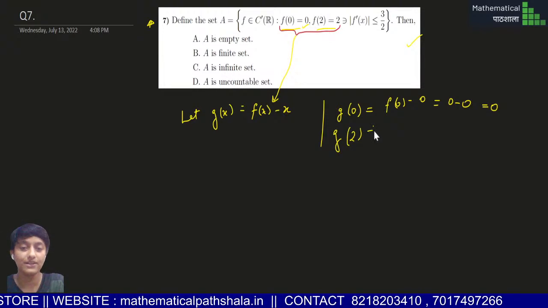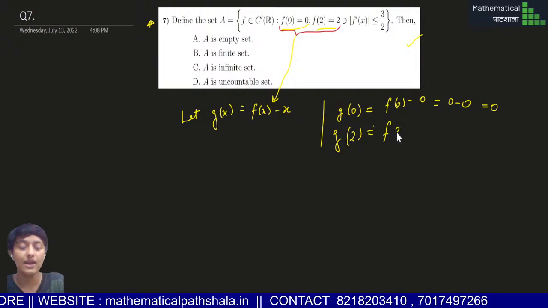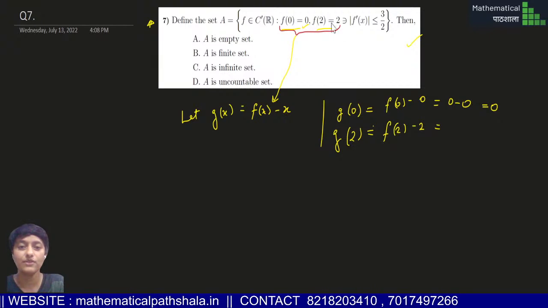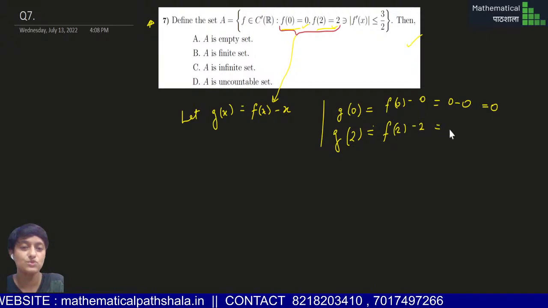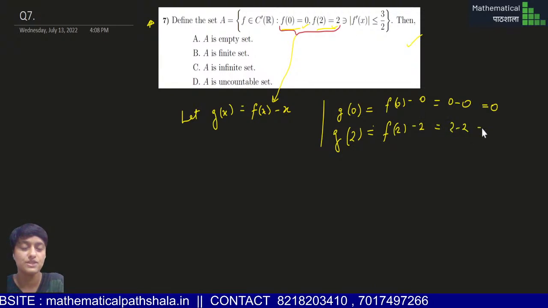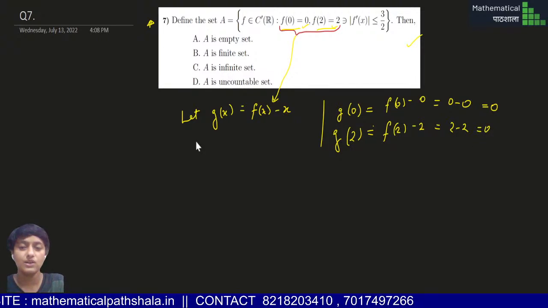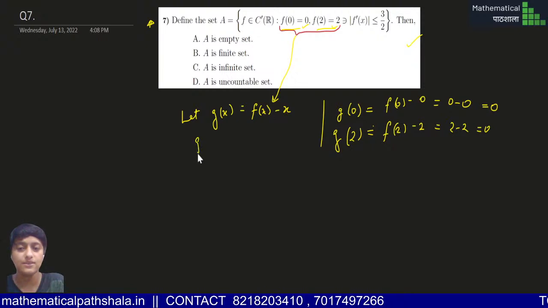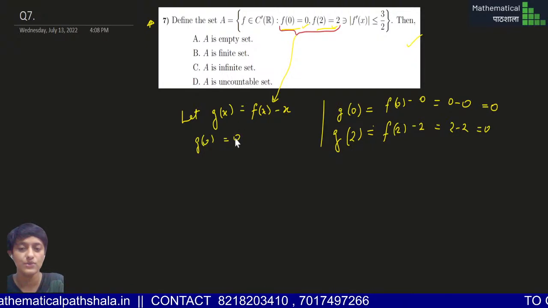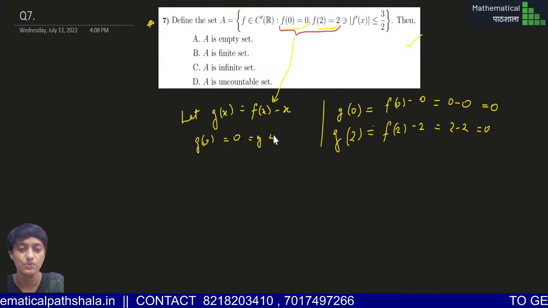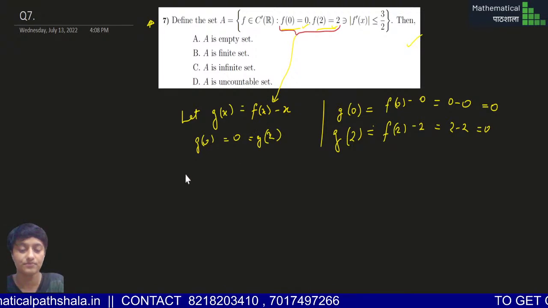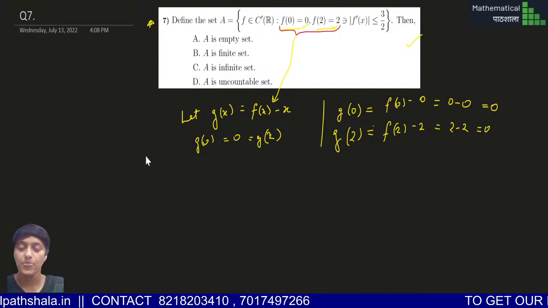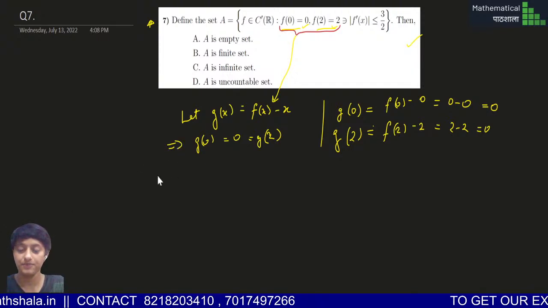Similarly, at 2, what will we get? g(2) is equal to f(2) minus 2. Alright. So f(2) is given as 2. So it will be again 2 minus 2, which is nothing but 0. So we have considered this function g(x) such that g(0) = 0 = g(2). Yeah, 0, Nikita. Again correct. So we have this thing, right?